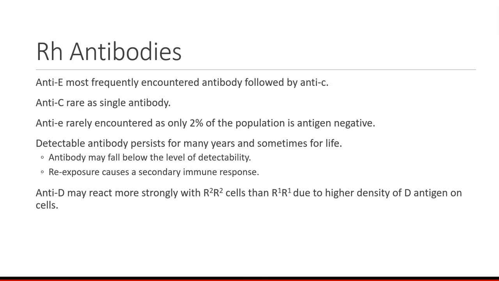Now you're at a point, I want you to look at your screen cells and look at the Rh genotype. If you're using a 3-cell screen, you will have an R1-R1, R2-R2, little r. This way we have all the antigens in the Rh system. Some manufacturers make a 2-cell screen, which is an R1-R1 and an R2-R2.